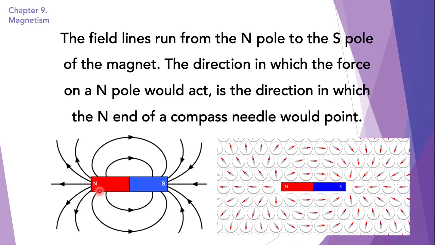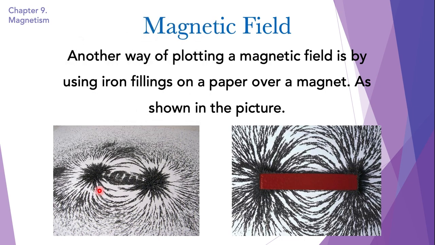Now, another way of plotting a magnetic field is by using iron filings on a paper over a magnet, as you can see in this picture. So these are iron filings, they're like small iron bits. So we have put a bar magnet here and we throw some iron filings over it, and they start to move and they start making this pattern.